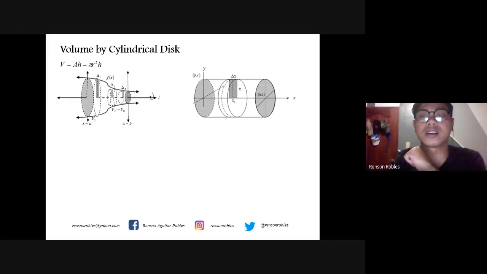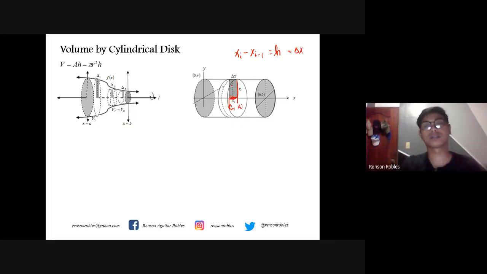So this is your R. And this one is your x sub i minus 1. And this one is your x sub i. So you have x sub i minus x sub i minus 1, and that's the length, the height. Why is it L? The height of the cylinder, and that is your delta x. Okay, so that's why this is delta x. And R is this much, that's the radius of the cylinder.